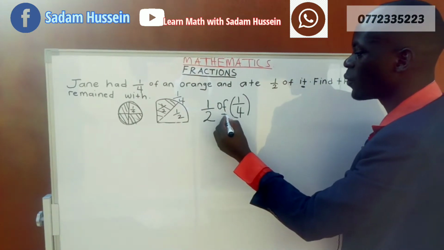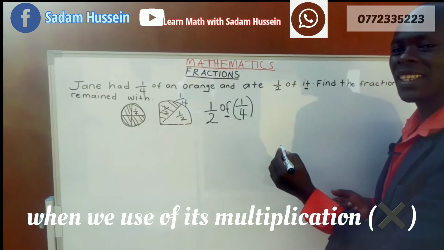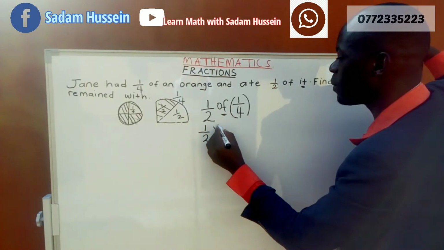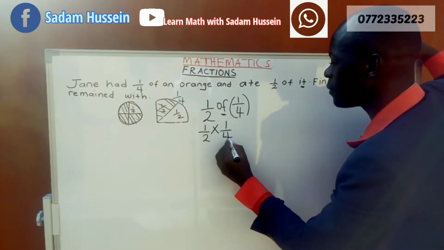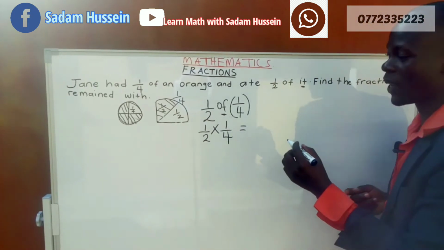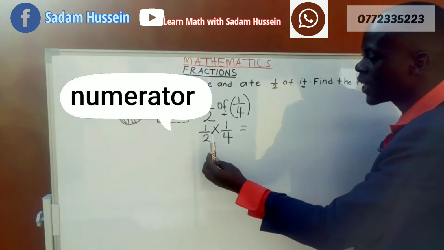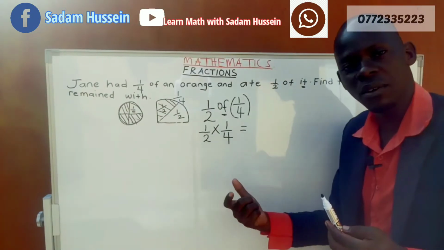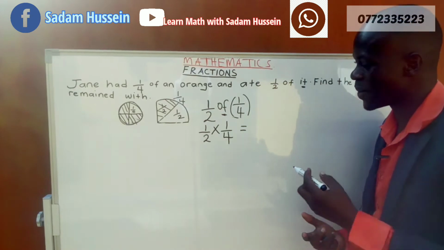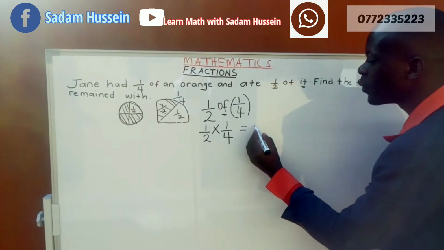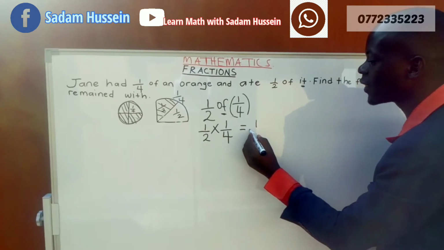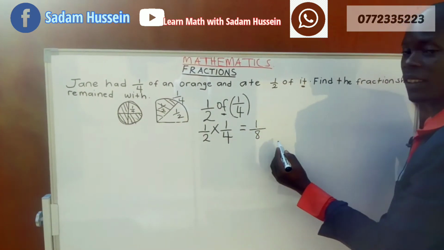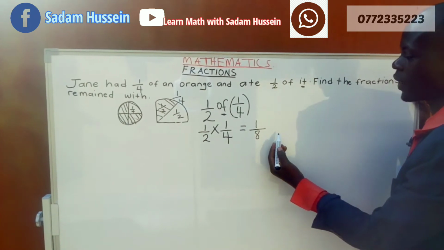Remember, in mathematics, when we use of, we open it as multiplication. So it will be a half multiplied by a quarter, to get what Jane ate. When we are multiplying fractions, numerator product out of denominator product. Remember, the upper part of a fraction is called the numerator and the lower part is called the denominator. So we shall have 1 times 1, which is 1, that is the numerator product. Then 2 times 4, which is 8. That is the denominator product.